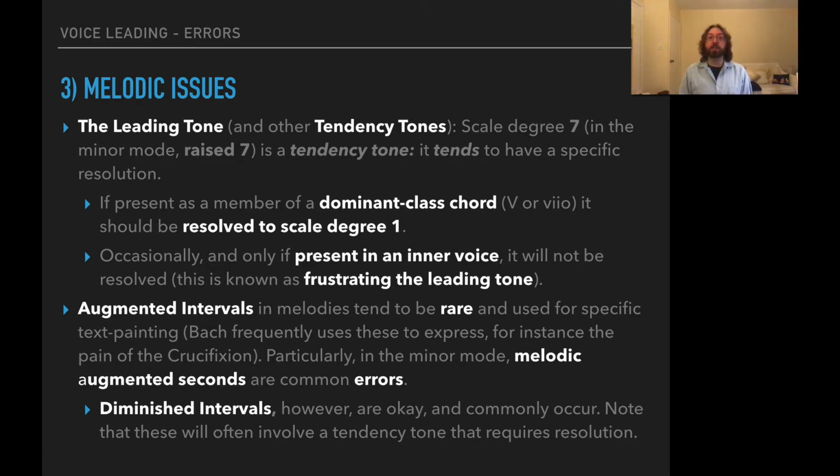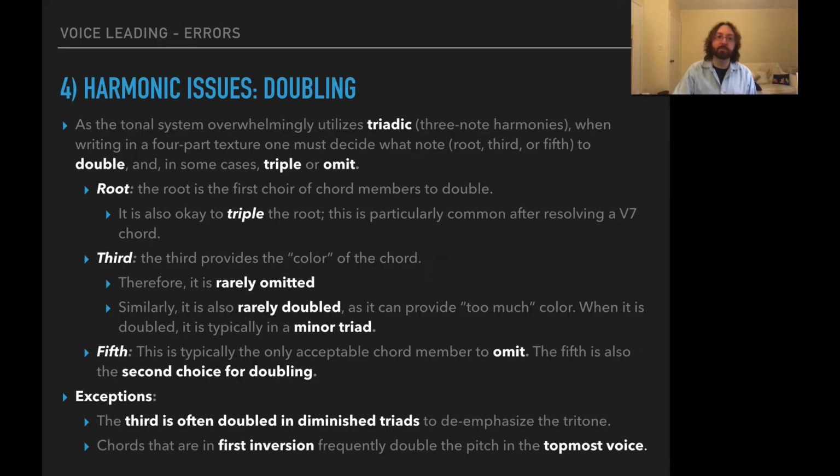On the other hand, diminished intervals are great, and they frequently occur. Note that these will often have a tendency tone that requires resolution. For instance, if you know Mozart's Requiem and you're familiar with the Kyrie, that motive has a diminished seventh in it. And it creates a tendency tone that wants to resolve up. That's absolutely fine. That diminished interval, great. Augmented intervals, not so good in this style. Again, that's melodic augmented intervals and melodic diminished intervals.